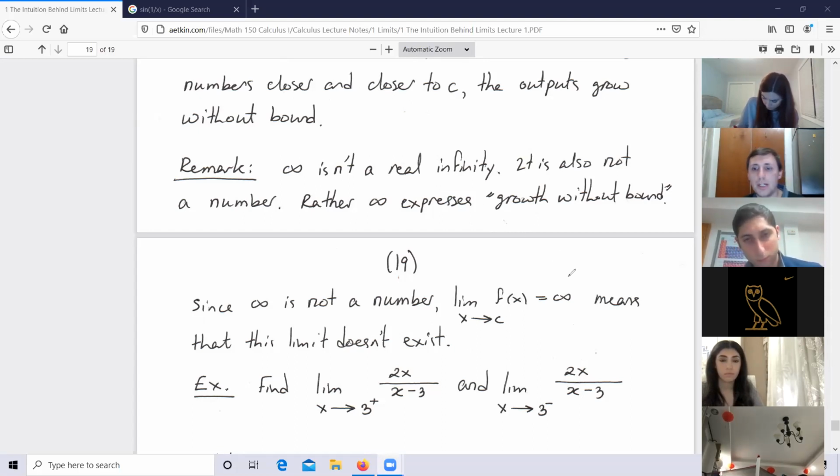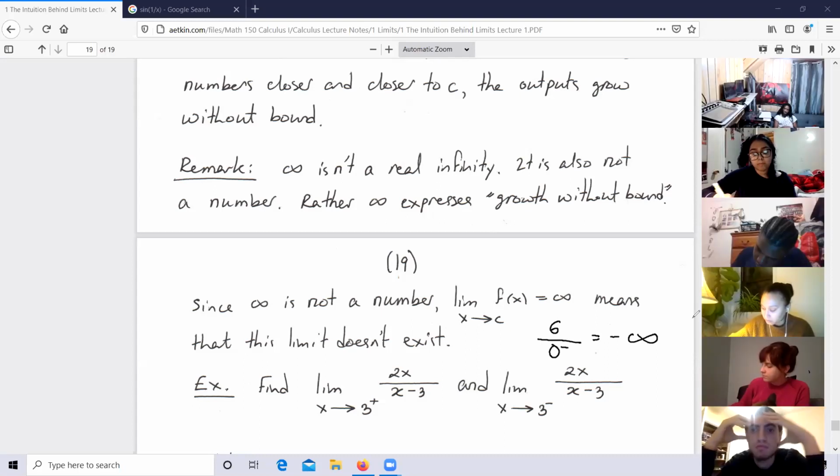So you see what you do here, guys? You plug in a number close to 3, but slightly less than 3. So the numerator looks like 6, and the denominator looks like 3 minus 3, which will be a 0 minus. That means a negative number, slightly smaller than 0. So if you divide by a negative number, what do you get? You get minus infinity. Good? So you're with me, guys? You understood? I hope I explained it not too fast.